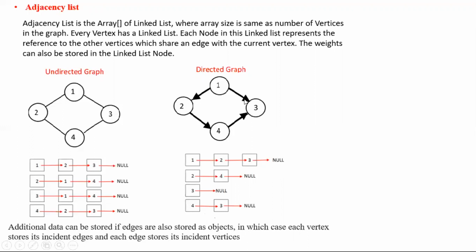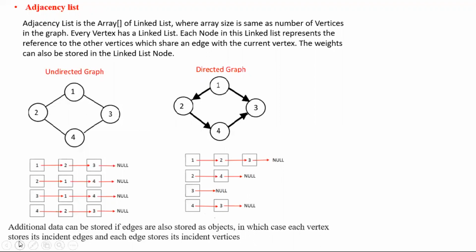It can be applied to a directed graph as well. Do you see, 1 is connected to 2 and 3, 2 to 4, 3 is not connected to anything, and 4 is connected to 3. Additional data can be stored if edges are also stored as objects.